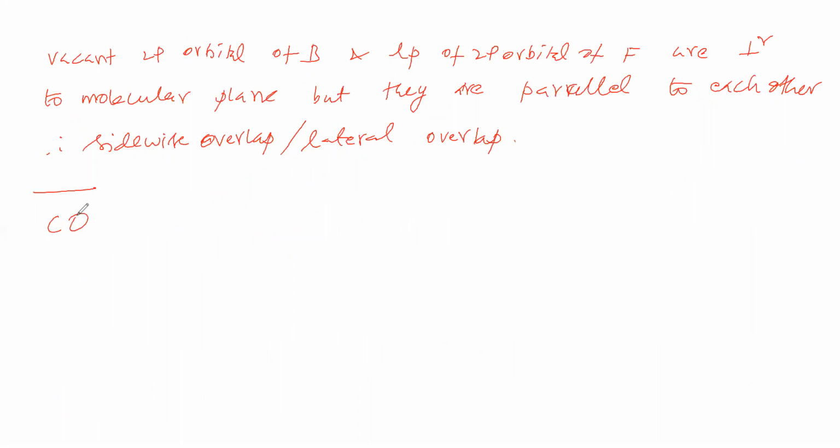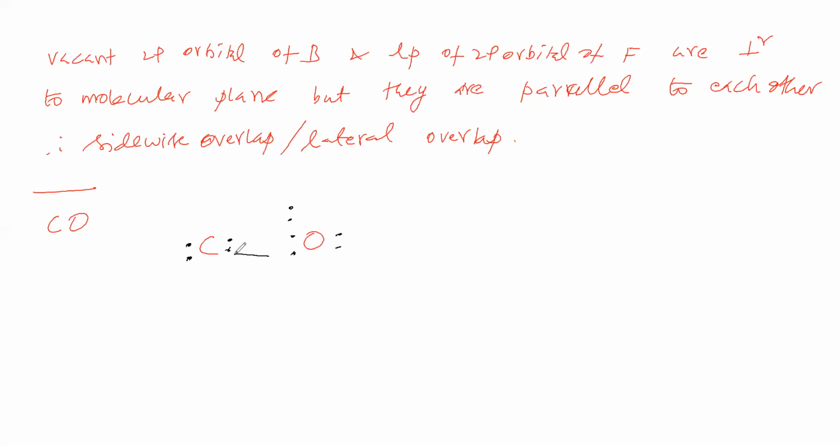Next we will take carbon monoxide. In carbon monoxide, is there any back bonding? That we will see. Now we will take carbon and oxygen. Carbon valency shell contains 4 electrons. Oxygen valency shell has 6 electrons present. 6 electrons we will write here.